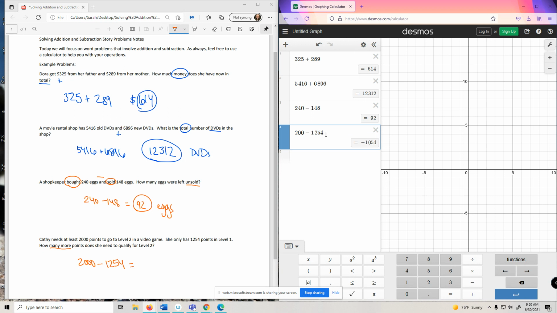I didn't type that in correctly, so I got a negative number. So let's fix that mistake. 2,000 minus 1,254 is 746 more points that she needs. So again, it should be pretty easy. The biggest key thing is to make sure you know what operation you need to do with your numbers.